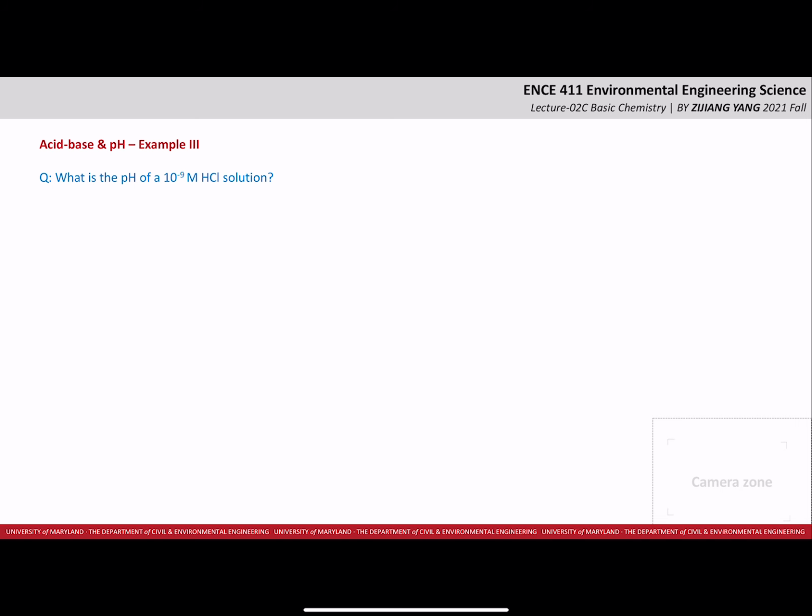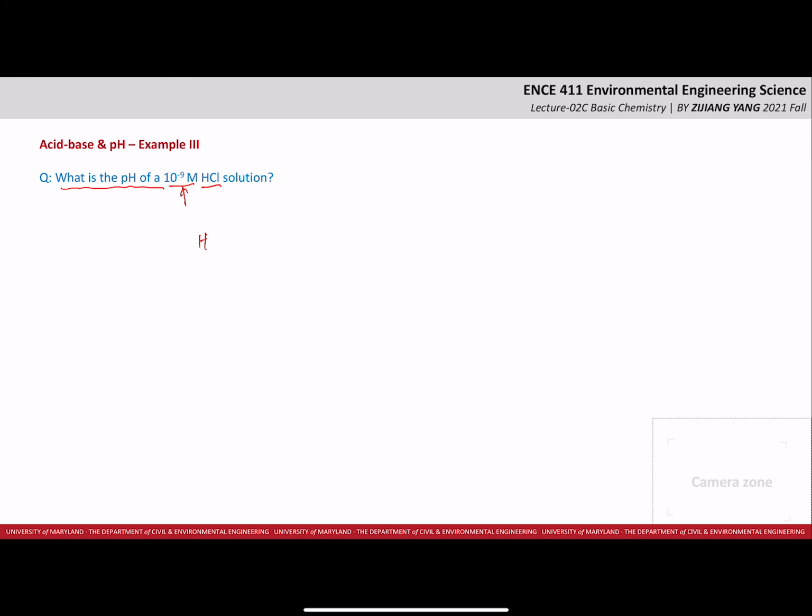And then let's look at another example, the last example. So the question is, what is the pH of HCl solution given this concentration? So I think we already have learned this. So I think you can try to practice, press stop and do the calculation by yourself. Okay, so now I assume you have already done your calculation, and let's look at the result.